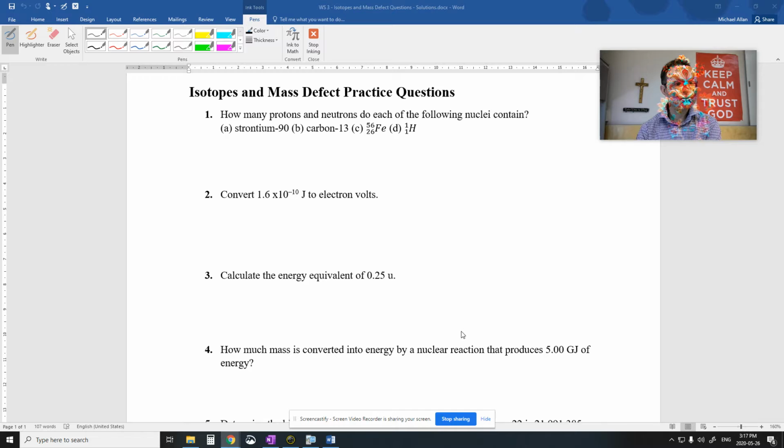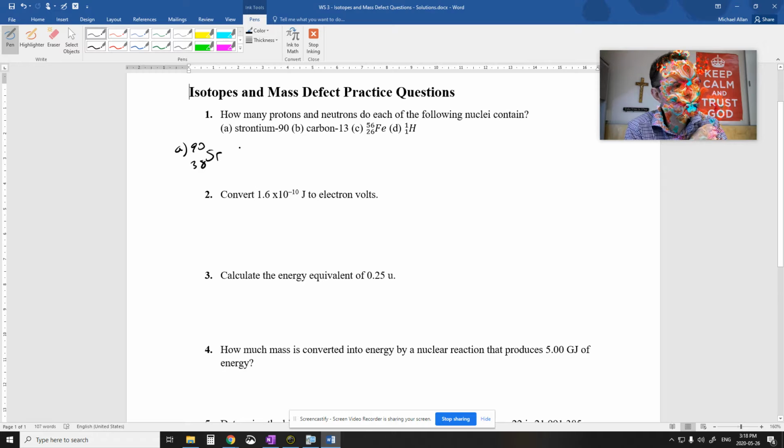First question just says, how many protons and neutrons do each of the following nuclei contain? So strontium 90. So 90 is just telling us how many nucleons it has, not how many neutrons. First, I've got to find out what strontium is. Strontium is 38 on the periodic table, and this is strontium 90. The more typical one would be like 88 or something like that.